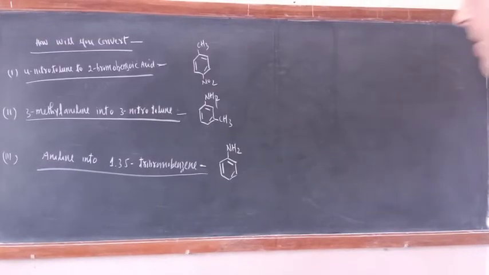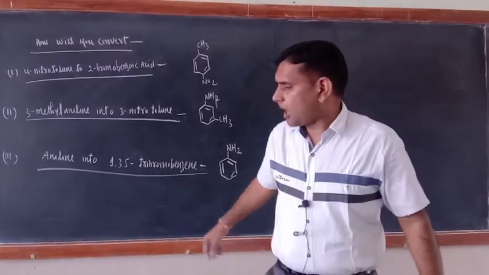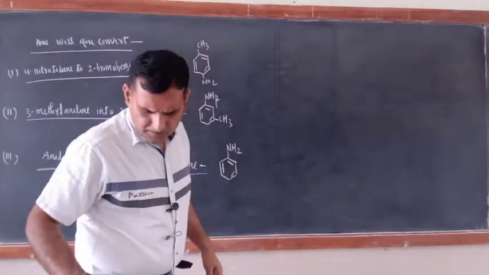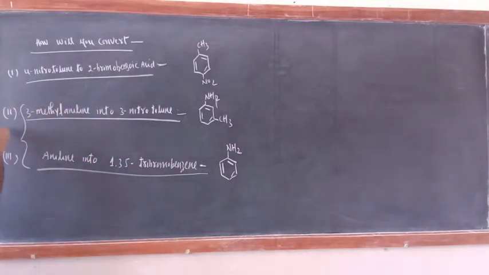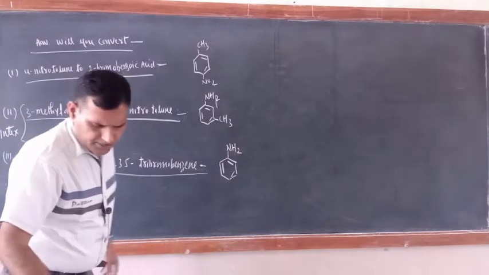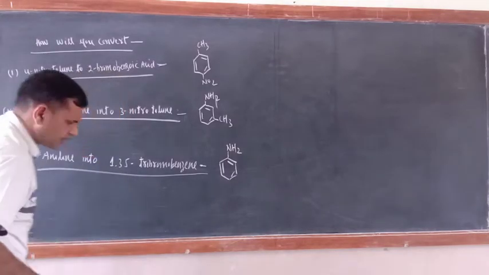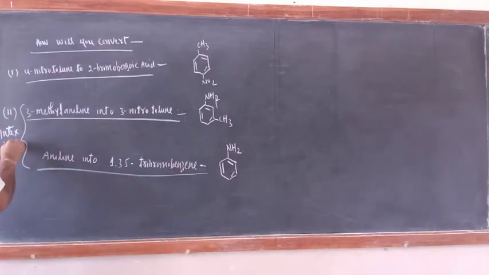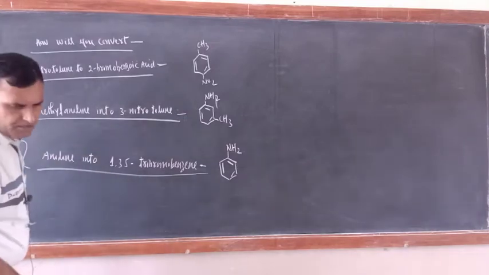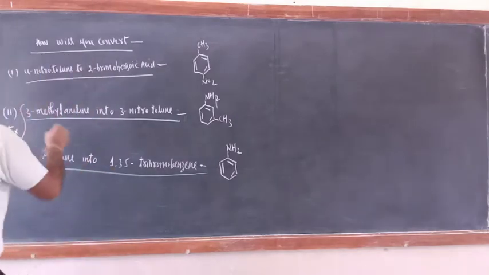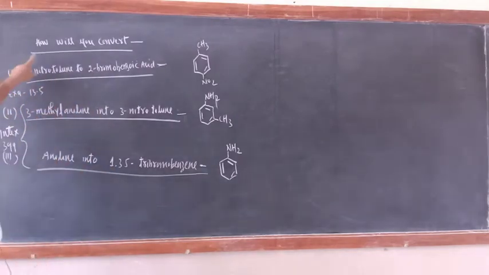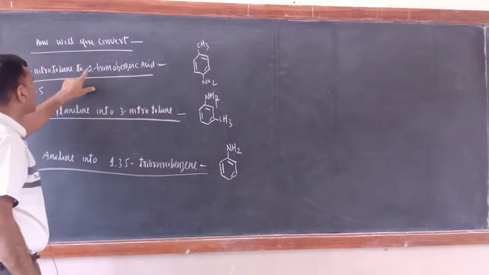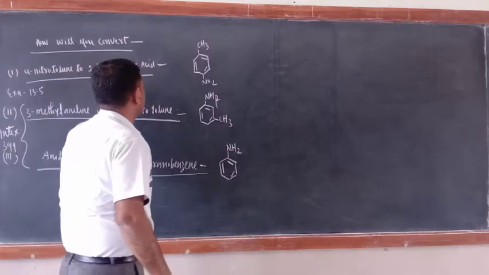Just see, here three conversions are there. How will you convert? Two of these are in the text exercise, page number 399. And this is solved example 13.5. So how will you convert 4-nitrotoluene to 2-bromobenzoic acid?